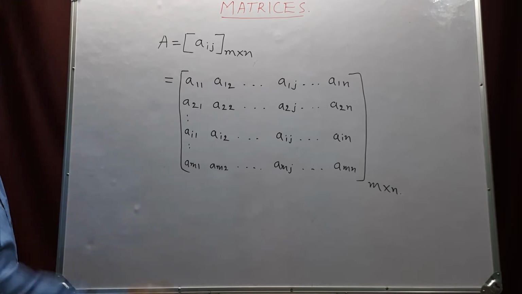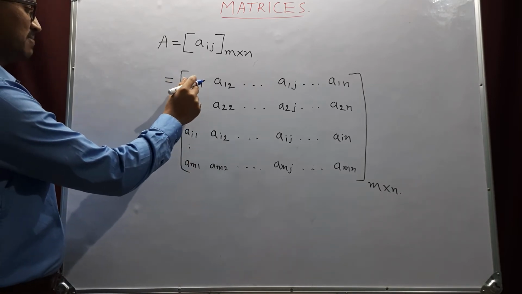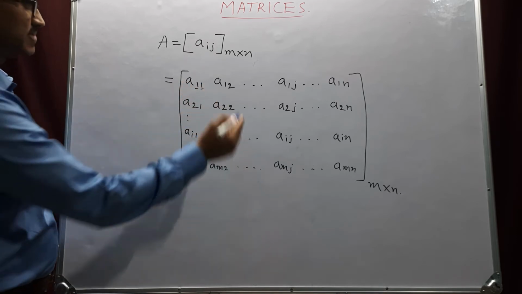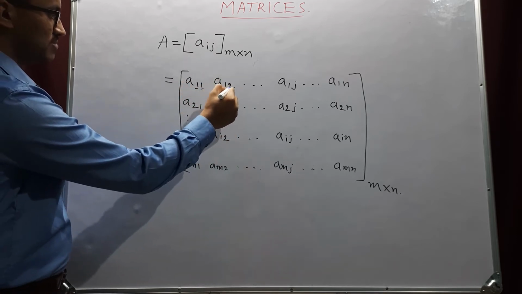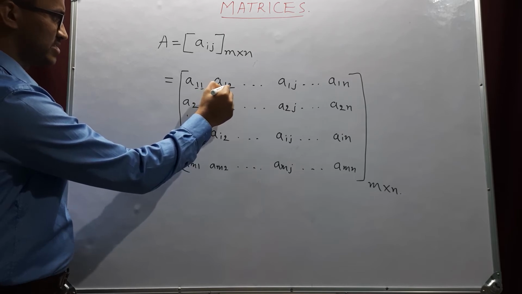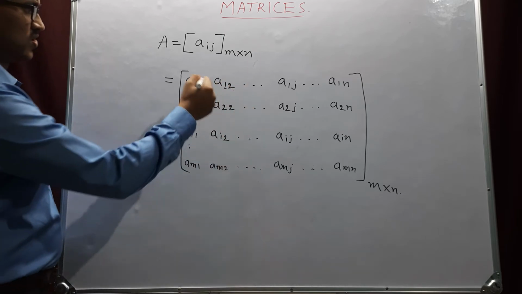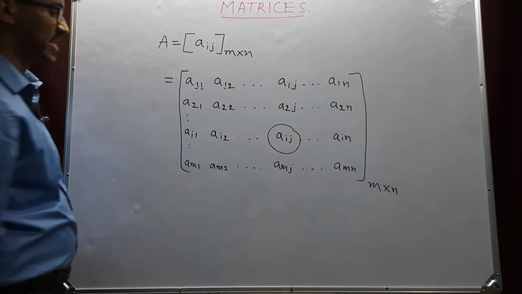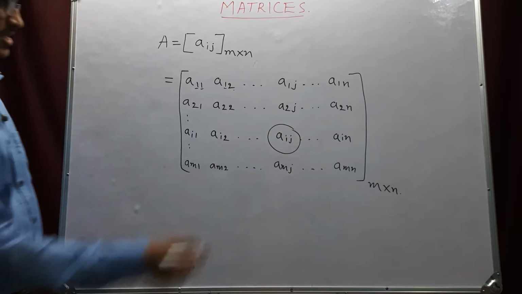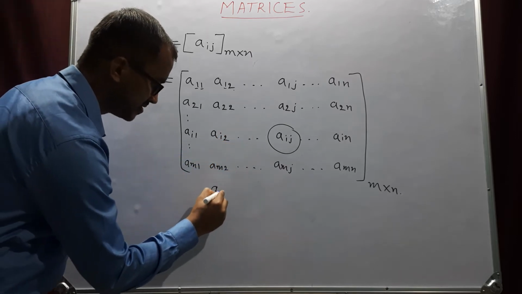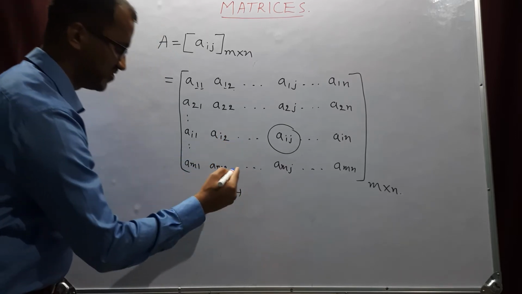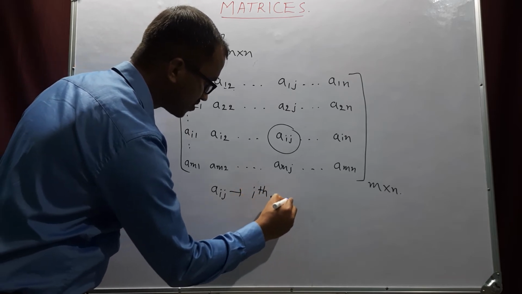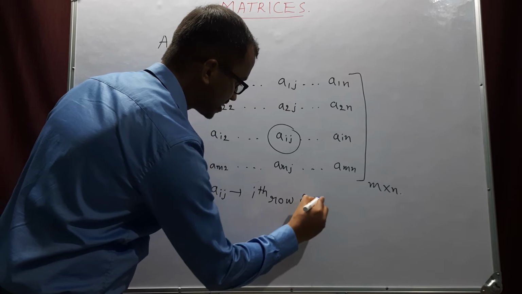So here a11 means this is the element that lies in first row, first column. Similarly, a12 means the element lies in first row, second column, and so on. In general, if we consider the element aij, it means it is the element which lies in ith row and jth column.